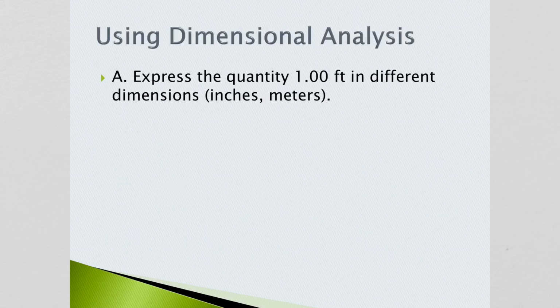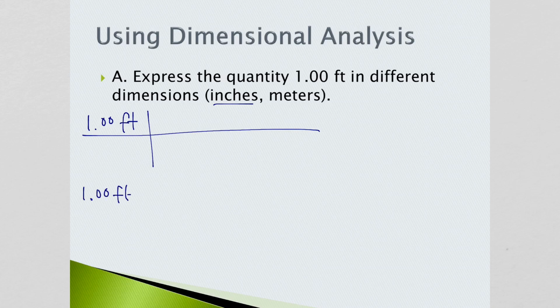Next, let's see if we can do one from scratch. Express the quantity of 1 foot in different dimensions, both inches and meters. So we're going to do this as two separate calculations. So I'm going to start with 1 foot. And I'll use the picket fence method first, and I'll convert it to inches. And then, just so you know about your spacing, we'll repeat the process and do 1 foot and convert it to meters below it, and we'll use the fraction method, just so you can see them both.